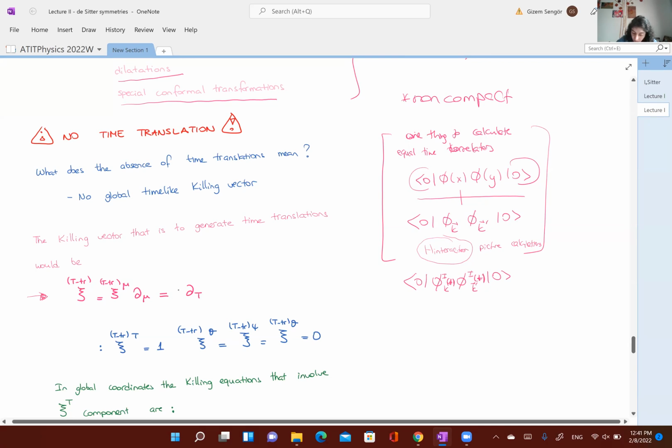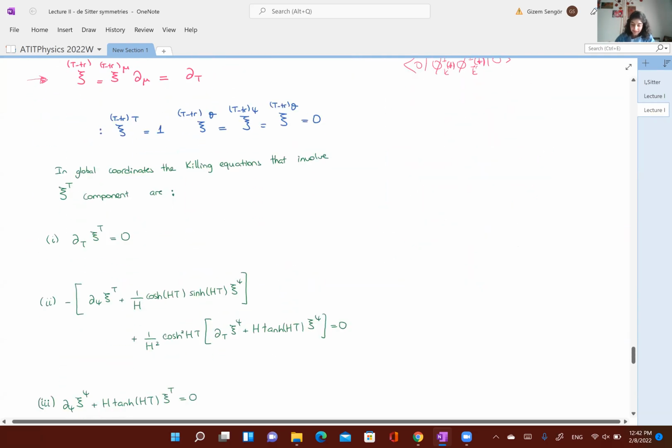I mean, it will have some constant parameter. So the time component of this will be something constant. So just set it to 1. And all the other angular components will be 0. Now, this is, if you like, the solution.